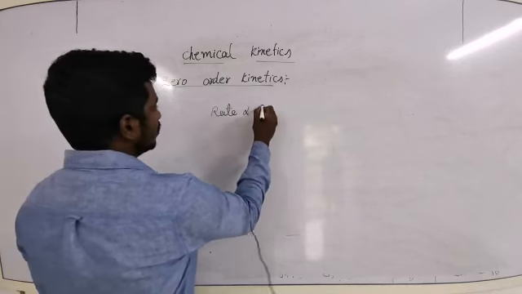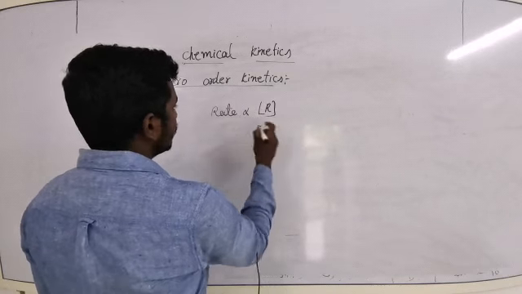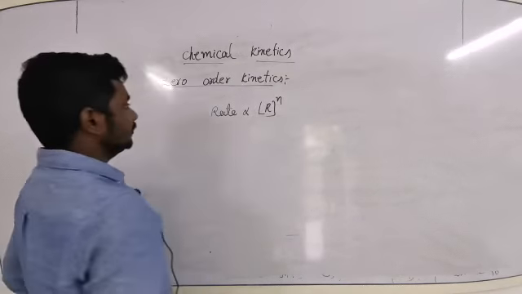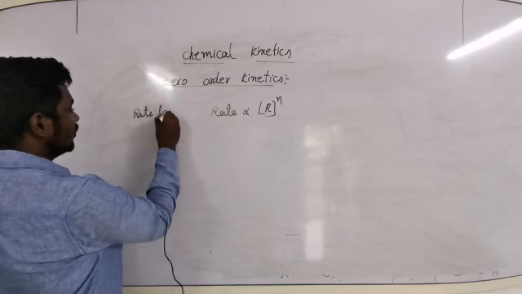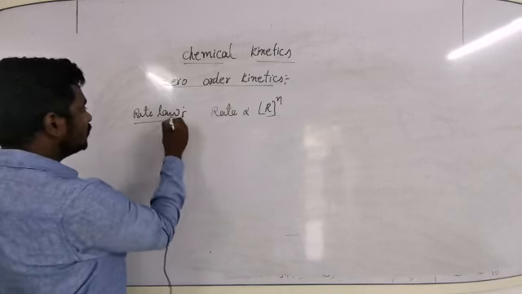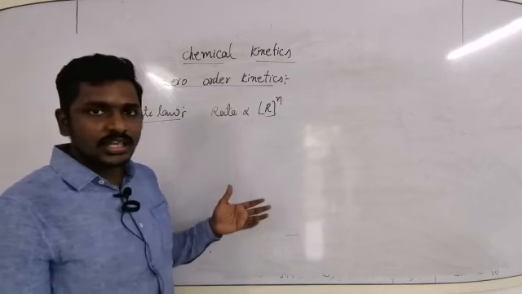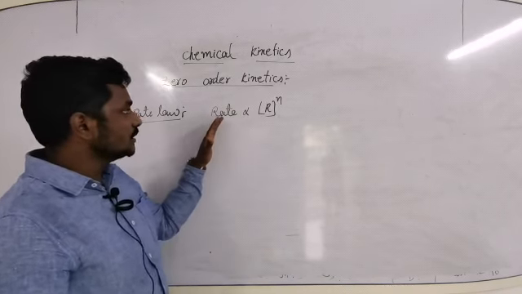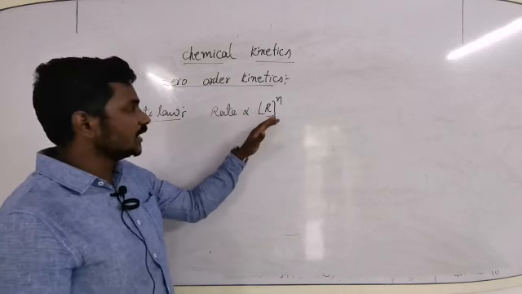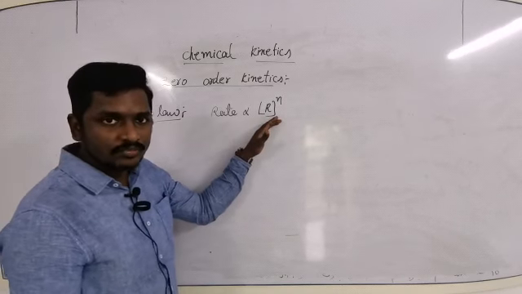Rate is always directly proportional to the concentration of reactant whole power n. This is the expression from the rate law. Can we imagine an equation or chemical reaction without a reactant? No, it is not possible. So that is why we can simply say that rate is directly proportional to the concentration of reactant.